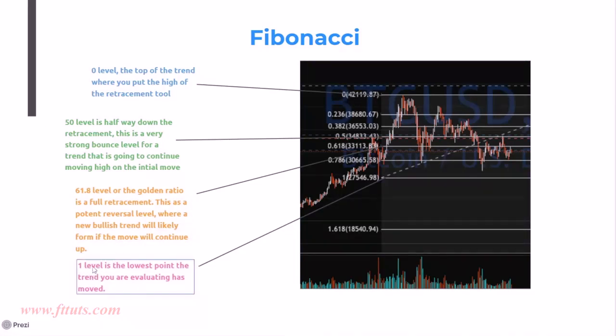And then the 1 level is the lowest point where the trend you are evaluating has moved. So this is going to be the low of the trend. This is considered the 1 level, basically like the home base.